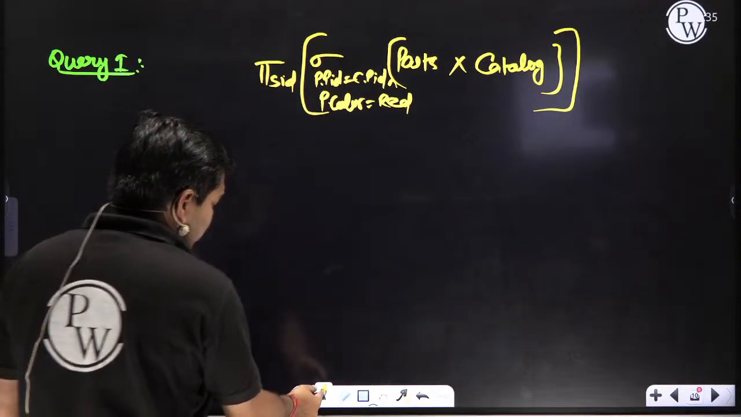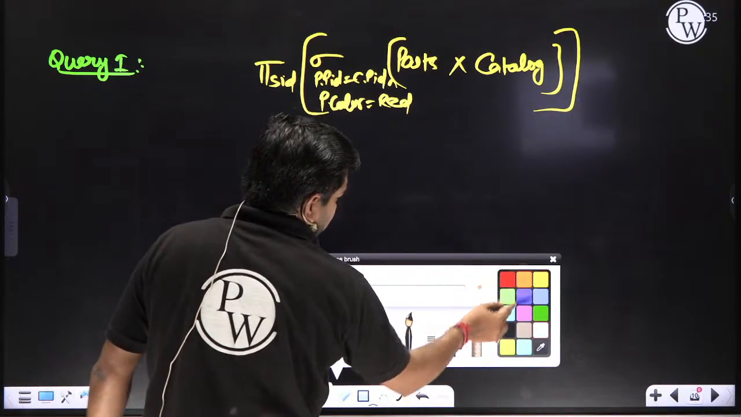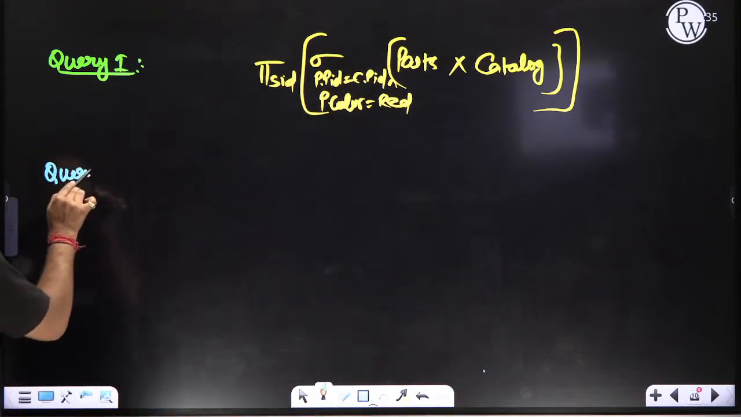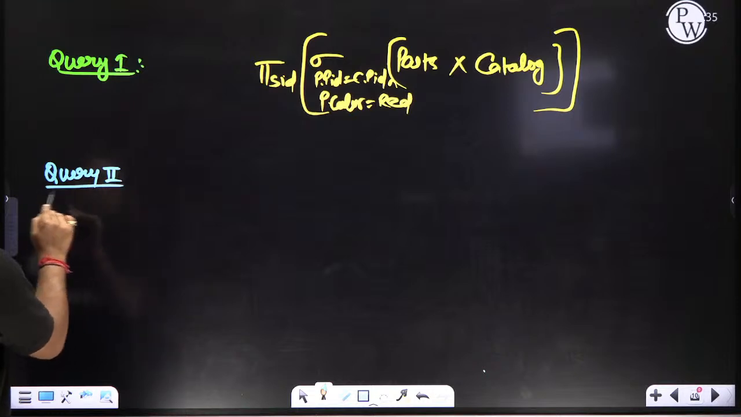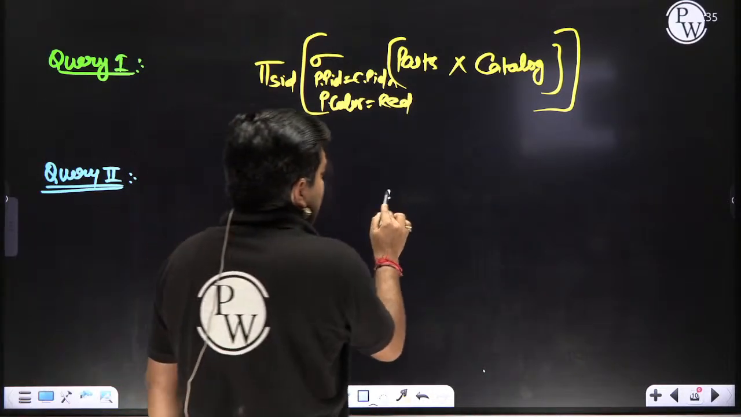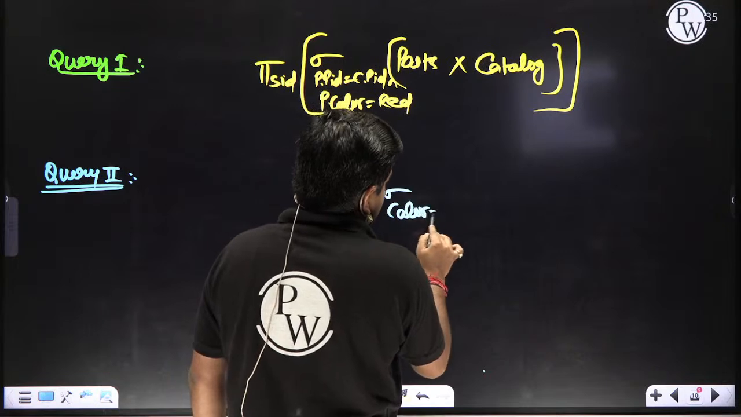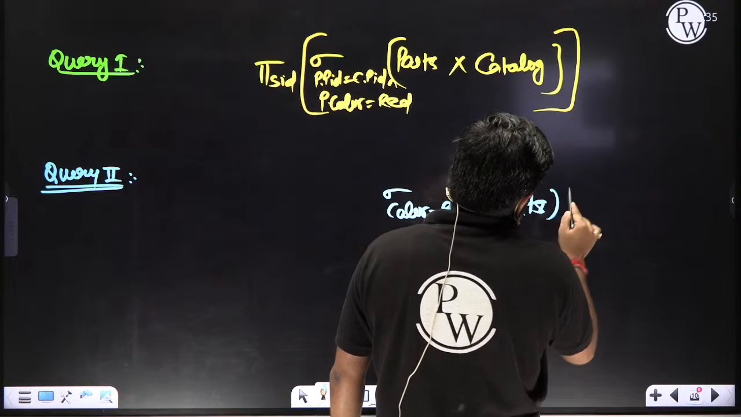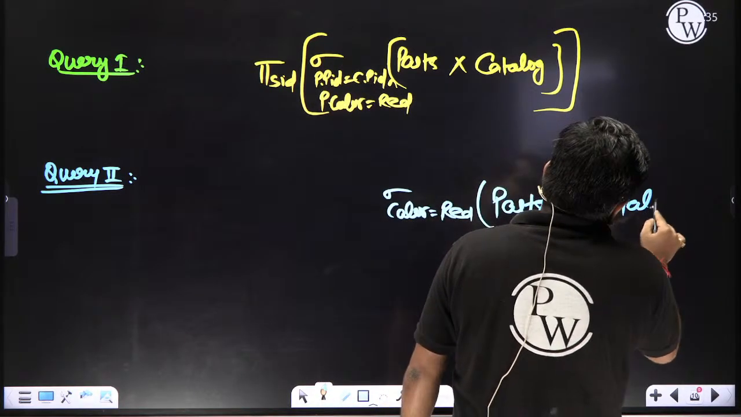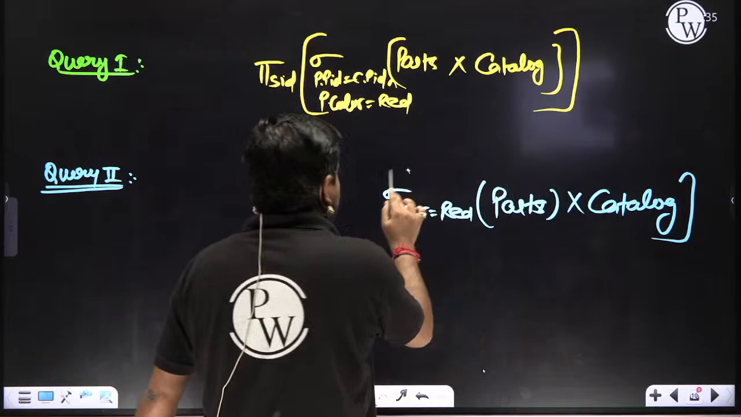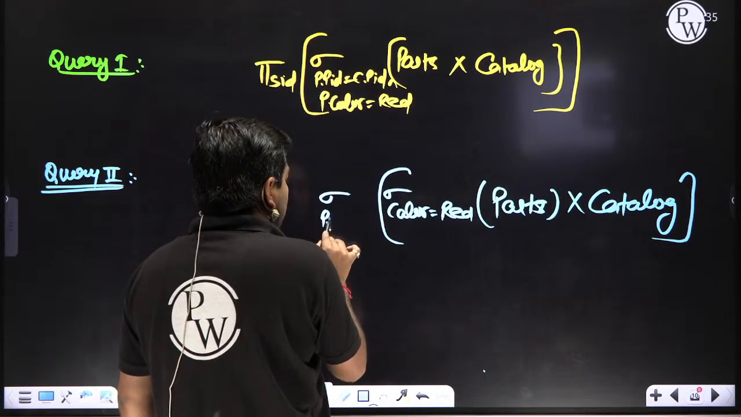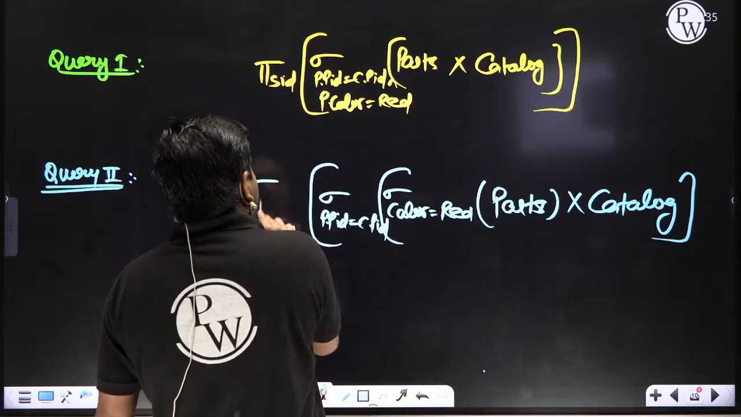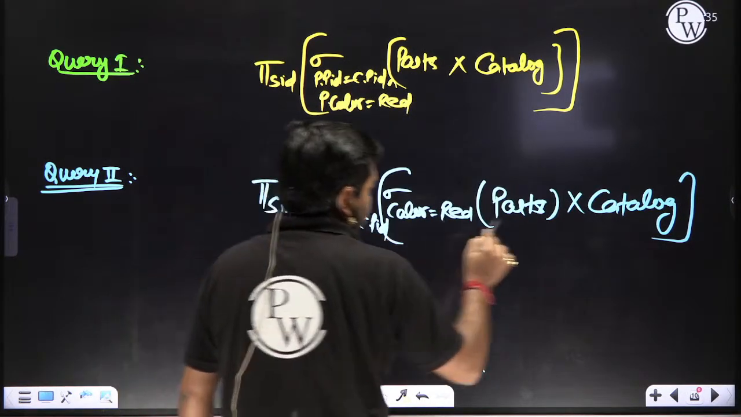Now query 2. First of all, I find the red color parts: color equal to red from the parts table. That result is multiplied with the catalog table. Then I apply the equality condition P.PID equal to C.PID, then I find SID. Clear, everybody?